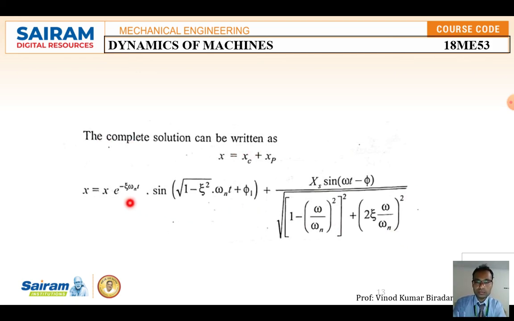So the complete general solution is equal to what? X is equal to X into e to the power minus zeta omega n t into sin of square root of 1 minus zeta square into omega n t plus phi 1. So phi 1 is the phase angle, and omega n is the natural frequency. Plus Xp, that is static deflection sin of omega t minus phi, divided by square root of 1 minus omega by omega n whole square, whole square, plus 2 zeta omega by omega n whole square. So this is the general solution for the damped spring mass damper system.